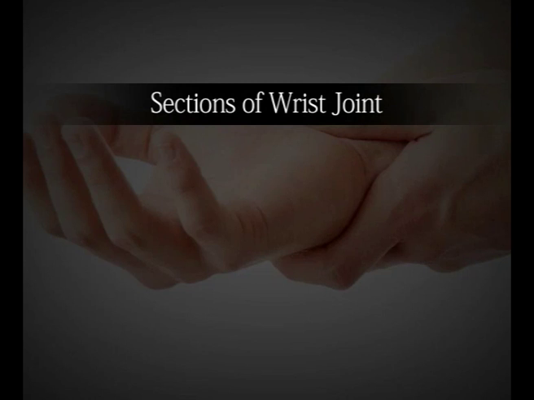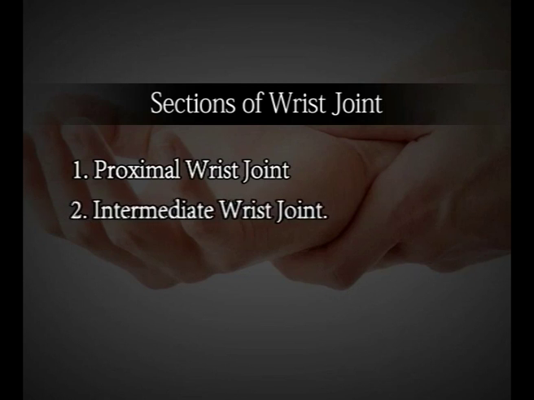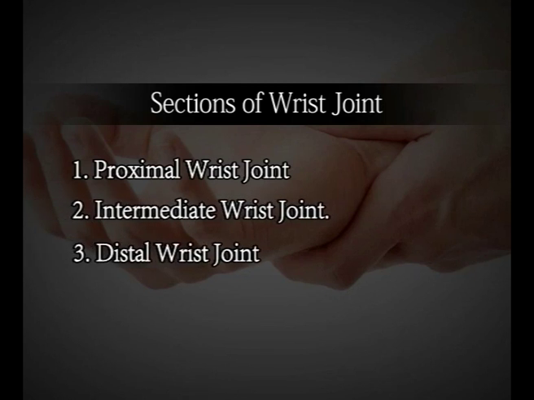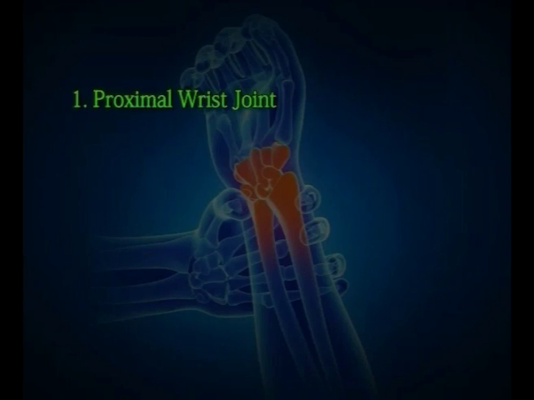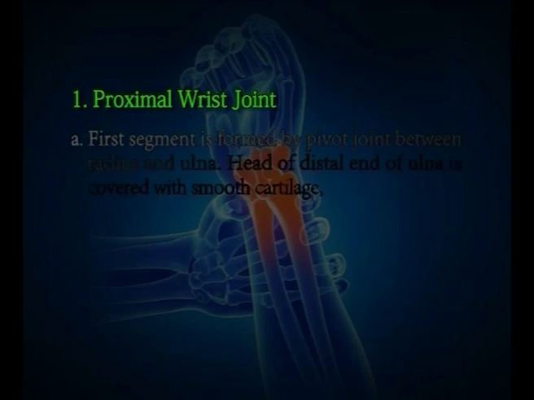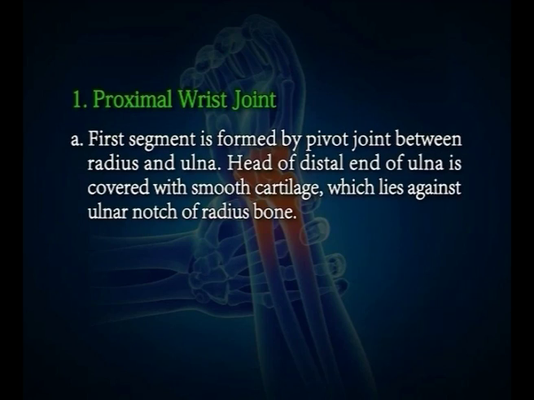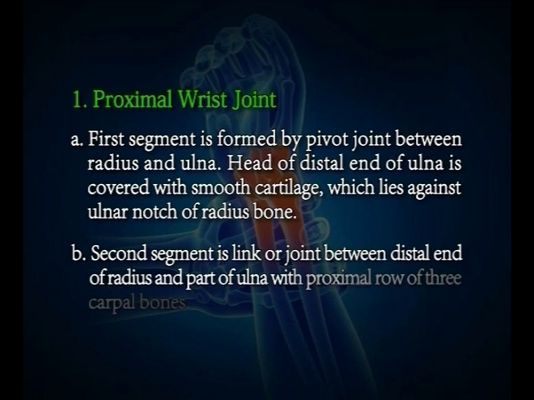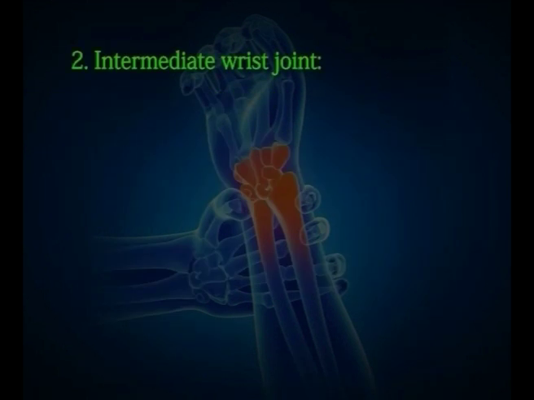Now we have classification of the wrist joint. The wrist joint can be classified in the following manner. Number 1, proximal wrist joint, intermediate wrist joint, and distal wrist joint. Now we have proximal wrist joint. Proximal wrist joint has 2 segments. Number A, the first segment is formed by the pivot joint between radius and ulna. The head of the distal end of the ulna is covered with smooth cartilage which lies against the ulnar notch of the radius bone. Number B, the second segment is the link or joint between the distal end of the radius and part of the ulna with the proximal row of 3 carpal bones.